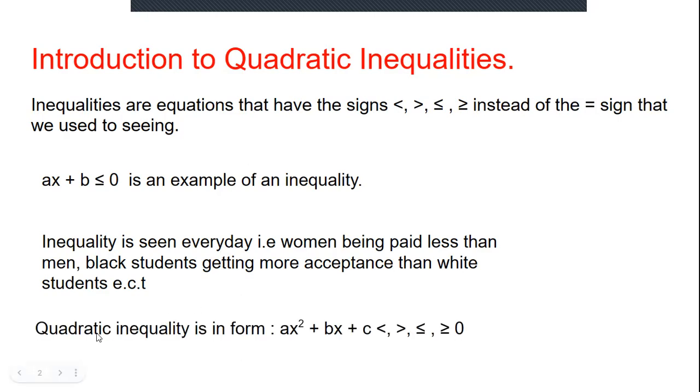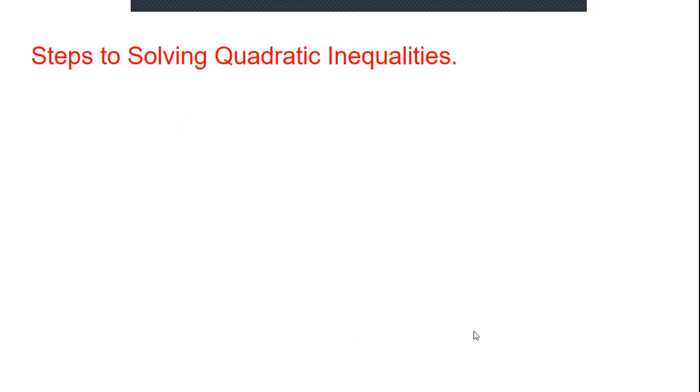A quadratic inequality is in the form ax squared plus bx plus c, having any one of these signs, and then you have 0 on either the left or the right hand side. The steps to solving quadratic inequalities are as follows. You first get the form ax squared plus bx plus c, with any one of these signs, and then 0 on either side.